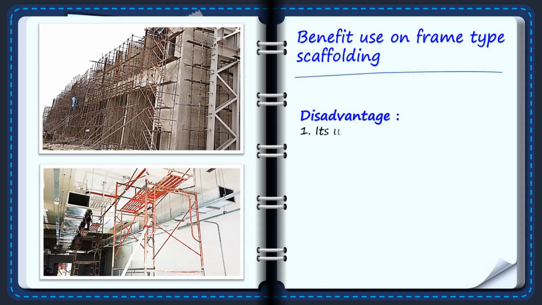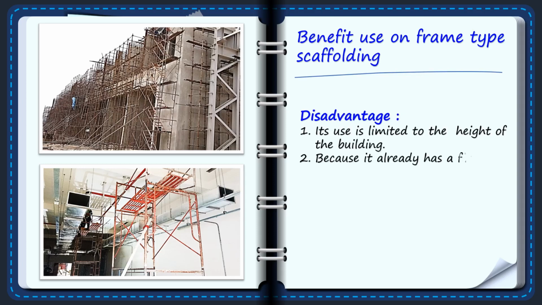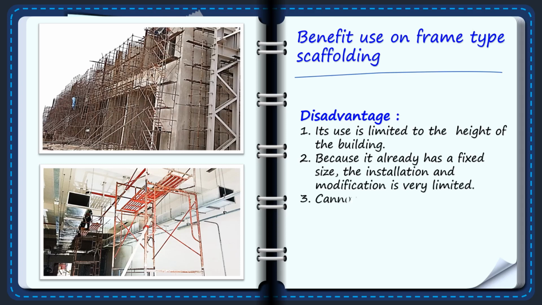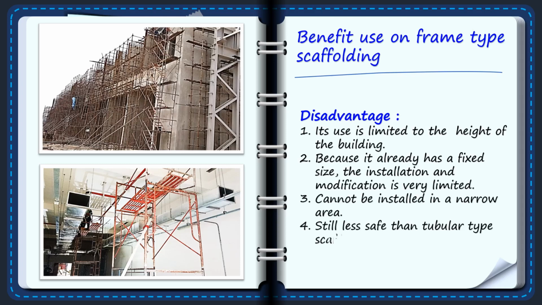Disadvantages. 1. Its use is limited to the height of the building. 2. Because it already has a fixed size, the installation and modification is very limited. 3. Cannot be installed in a narrow area. 4. Still less safe than tubular type scaffolding.